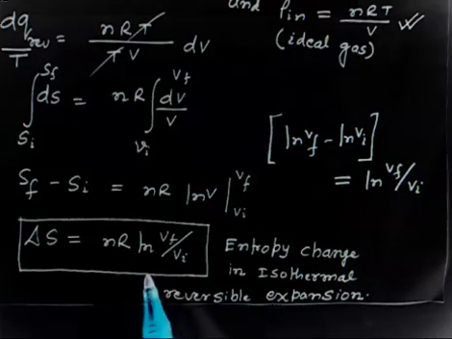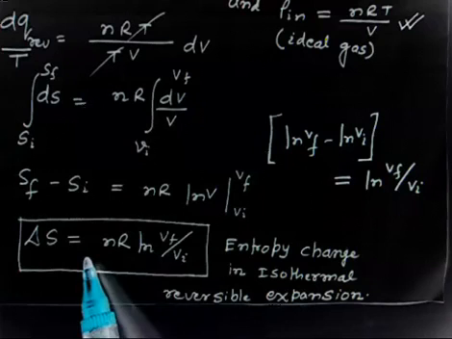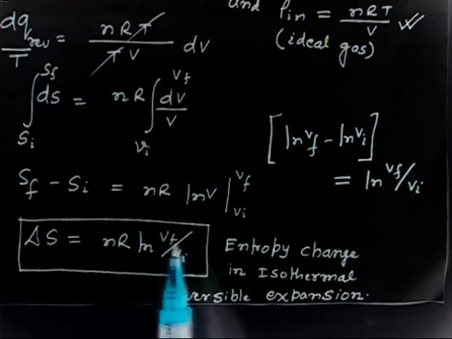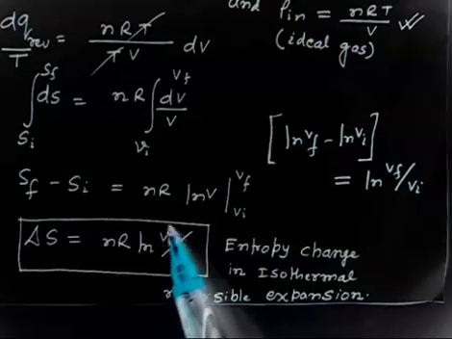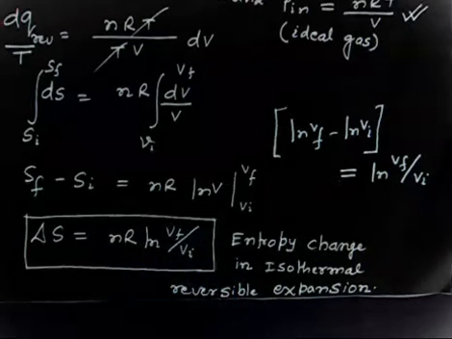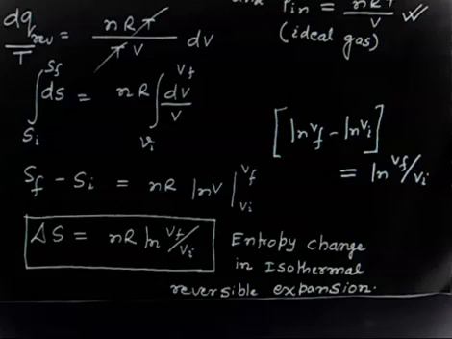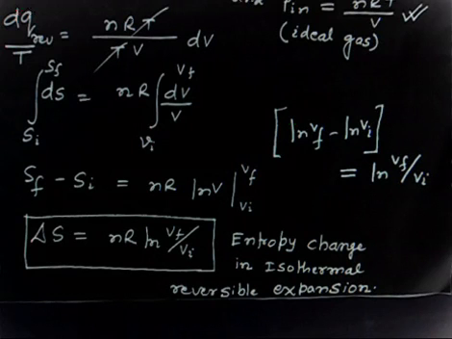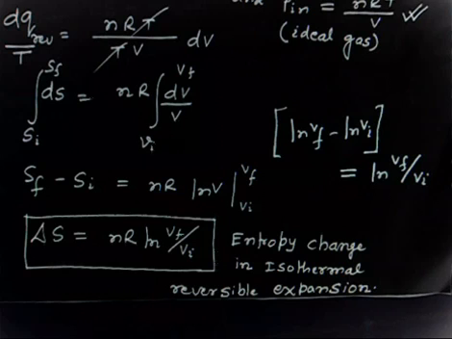Now you see, if this is a compression case, then entropy change will be negative, because Vf will be smaller than Vi. If this is an expansion case, Vf is greater than Vi, which means this ratio is greater than 1, so ln of it will be positive. So if expansion, there is a positive entropy change. That is obvious, we have already discussed. If there is an increase in volume, the change in entropy is positive. If there is a decrease in volume, the change in entropy is negative. So for compression, entropy change is negative, but for expansion, entropy change is positive. Are you getting? Okay, good.